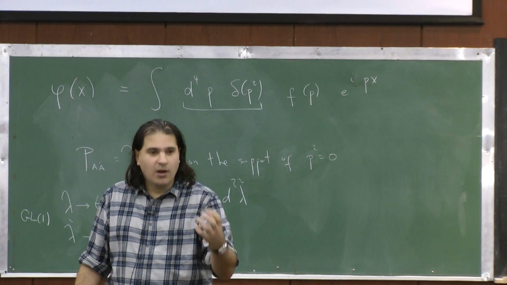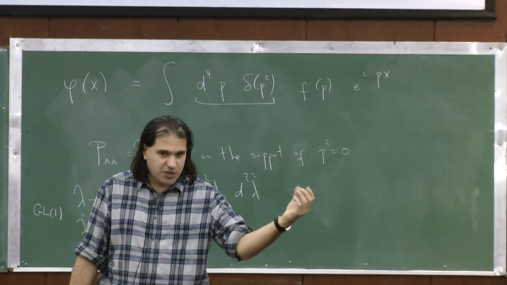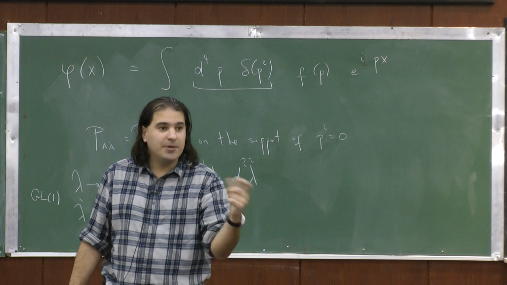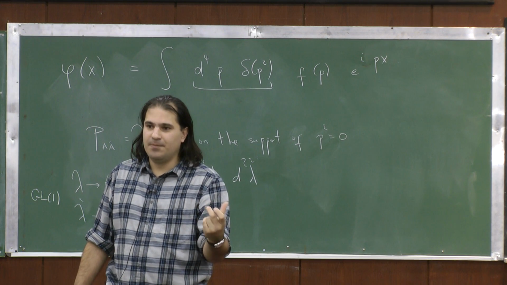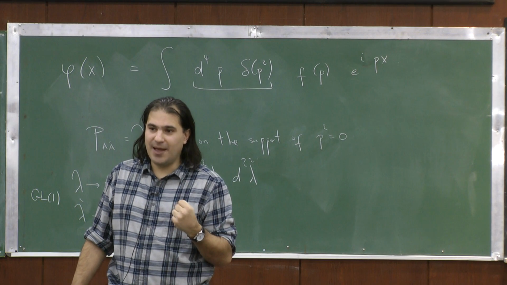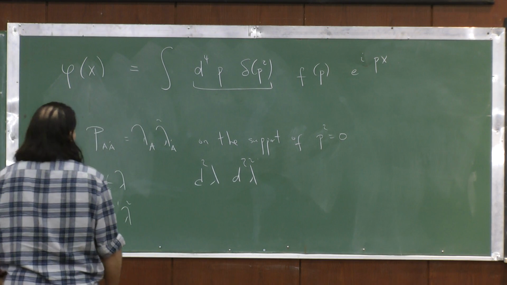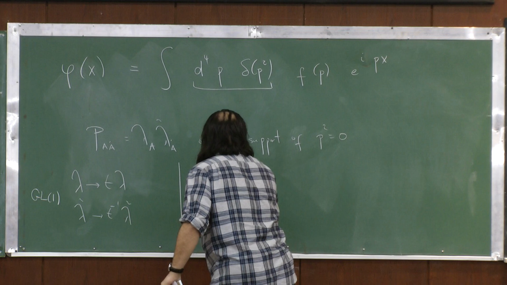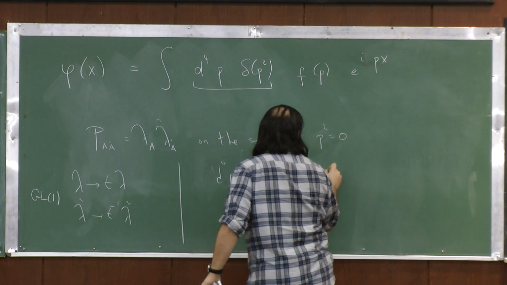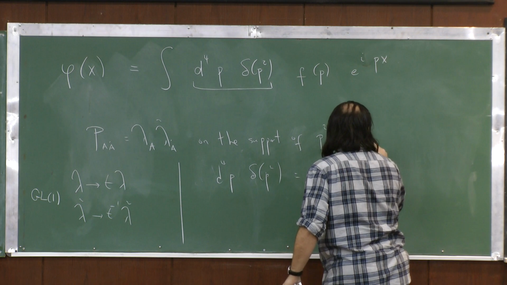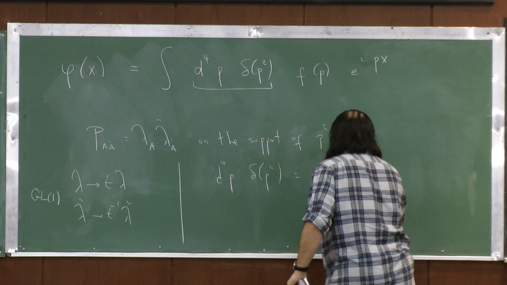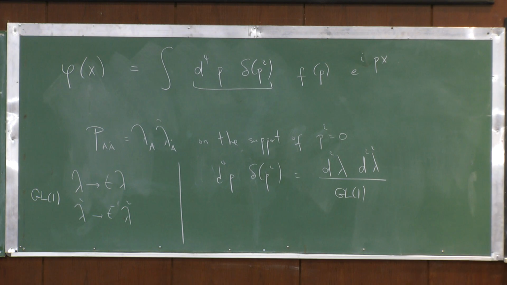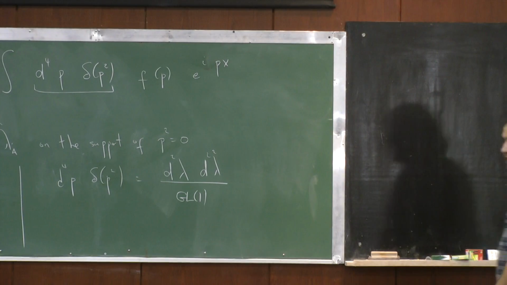So instead of thinking about a p, which is constrained with p squared equals 0, you instead think about lambda and lambda tilde up to this GL1. Okay? And that is the completely invariant way of talking about what p is. And so if I write this out now, d4p delta of p squared is equal to d squared lambda d squared lambda tilde modulo GL1. Okay. So that's the invariant way of writing without picking a frame. This is the invariant way of writing what this Lorentz invariant phase space integral is.